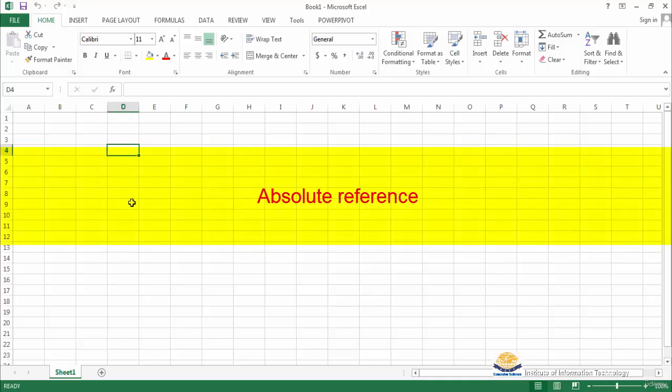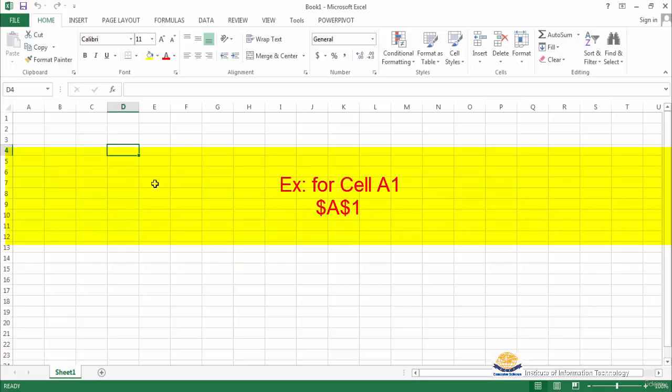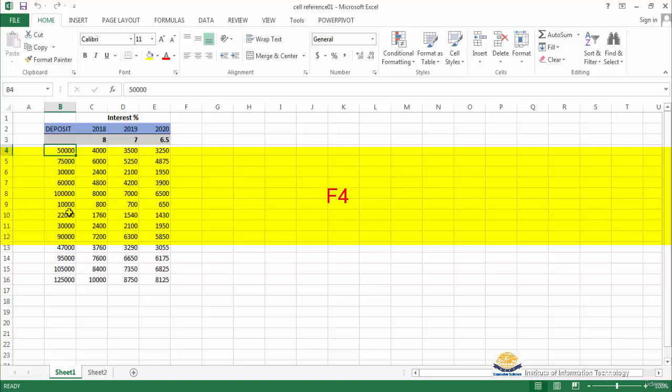Absolute cell reference means the cell does not change when it is moved or copied into another cell. Row and column are made constant. In this reference, the cell address contains a $ sign. We can make a cell reference absolute by pressing function key F4 while typing. Here is an example.